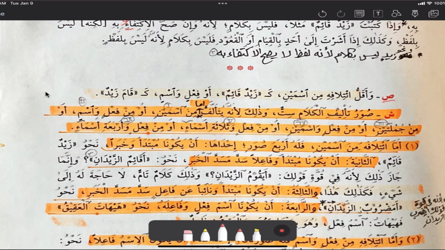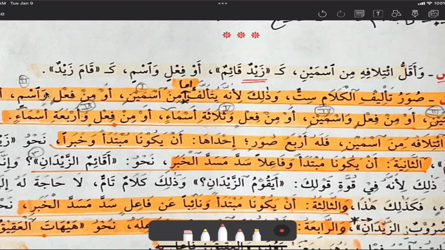Asl, original text. Its minimum composition is two nominals. Like Zayd Qa'im, Zaydun Qa'im. So Zayd, that's a nominal. That's a man's name. That's an ism alam, proper noun. Qa'im, that's a nominal. That's a sifa, an adjective.